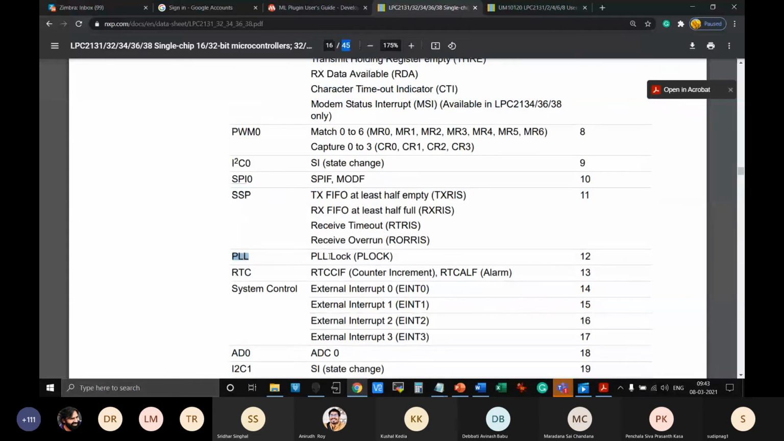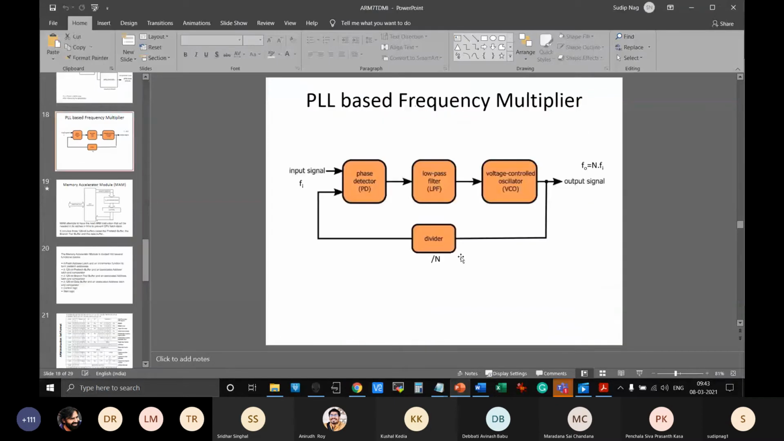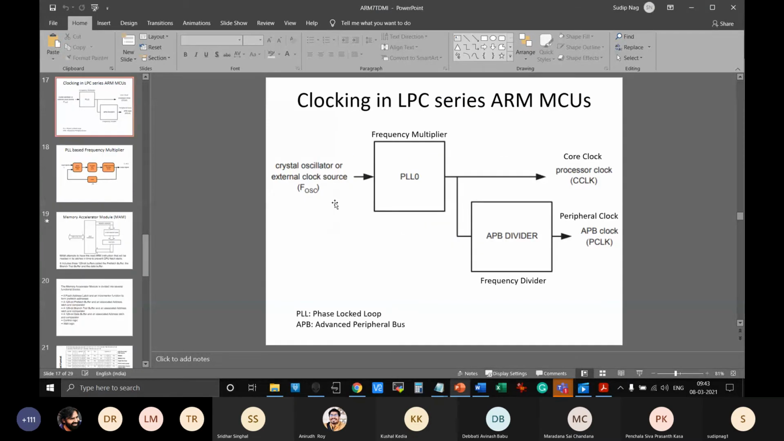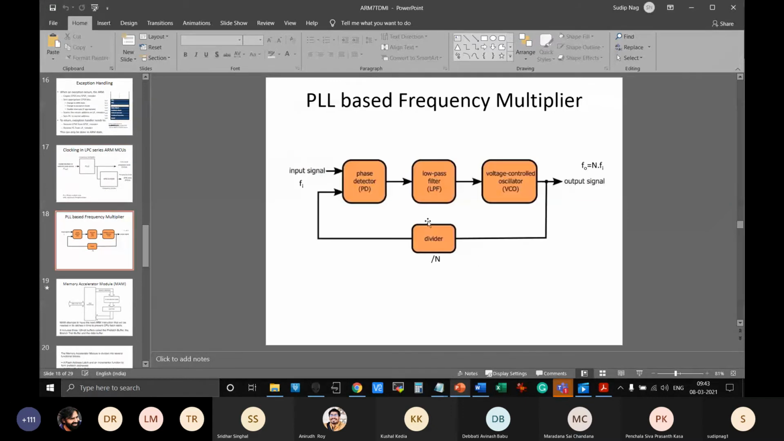PLL lock is important because once you start the microcontroller, or if you change the speed of operation for the PLL, what is that PLL thing? If you remember this particular diagram, the phase lock loop is placed between the oscillator and the core clock, and the PLL acts like a frequency multiplier, right? The frequency multiplier uses this divider and this kind of feedback, and this feedback loop takes certain time to stabilize. That is called lock-in time for the PLL.